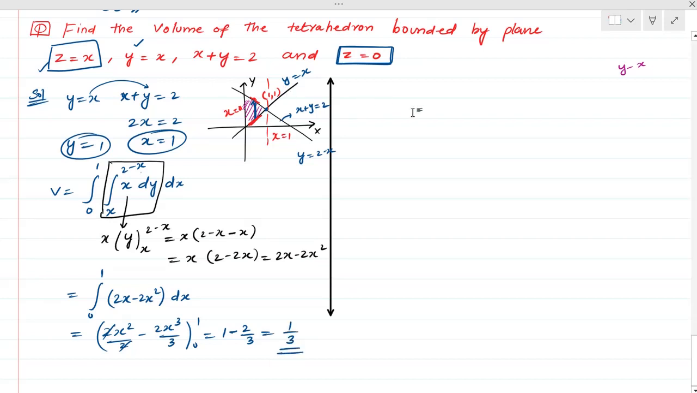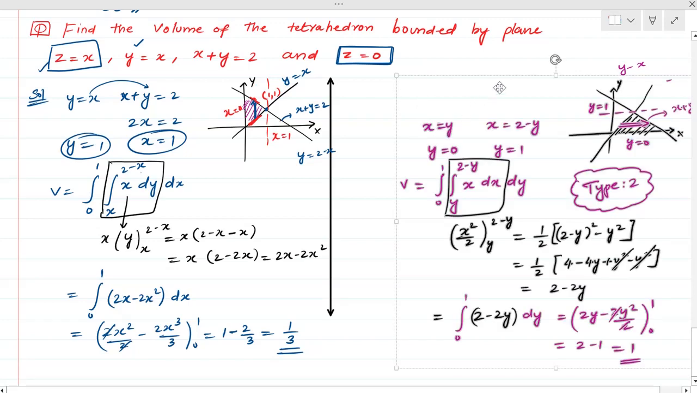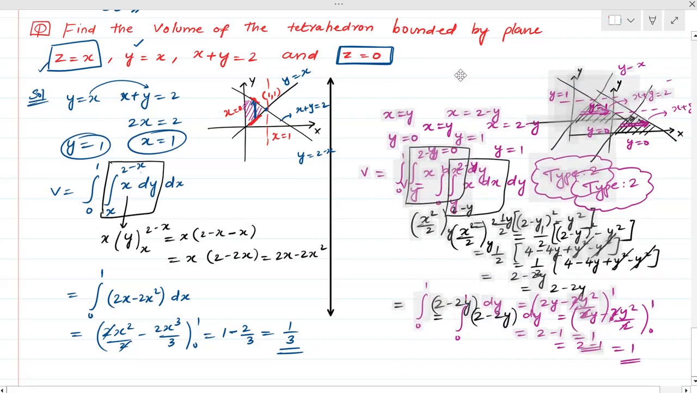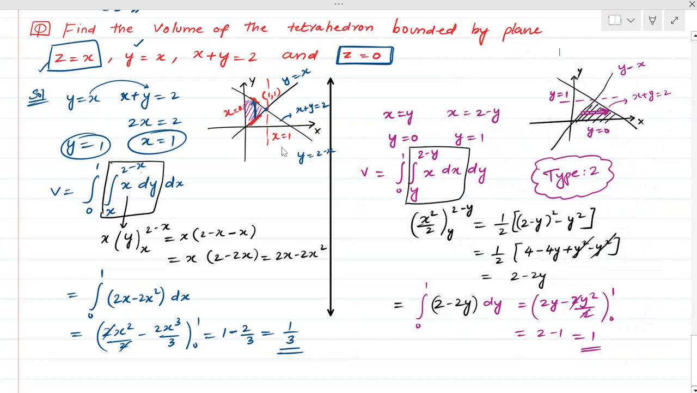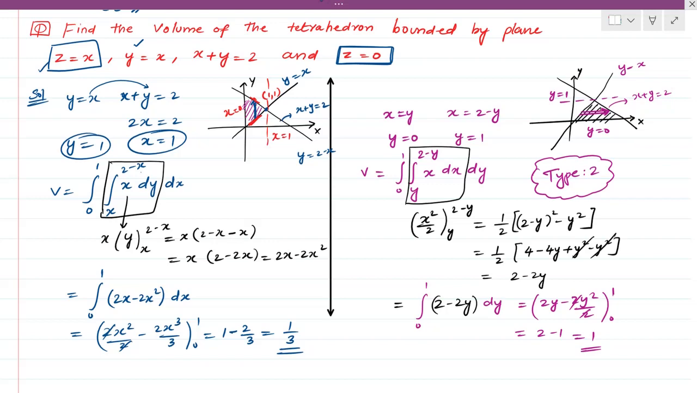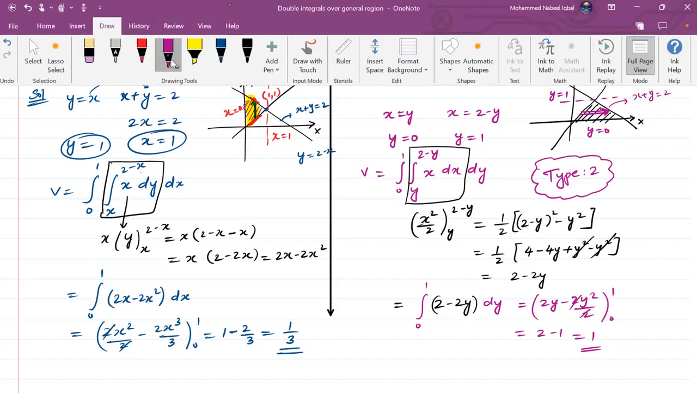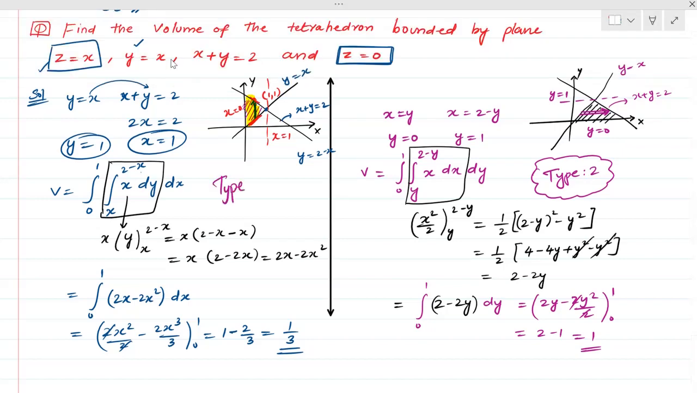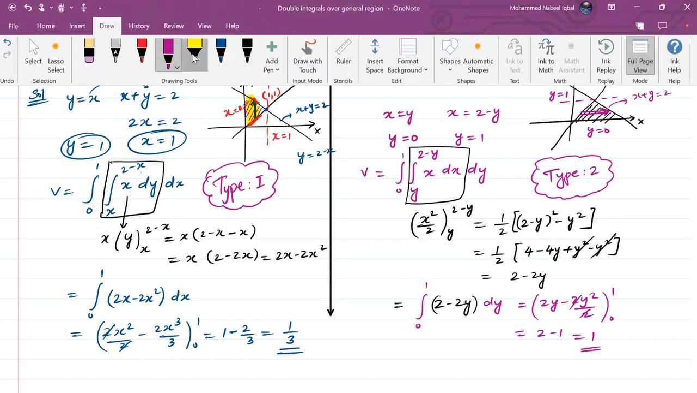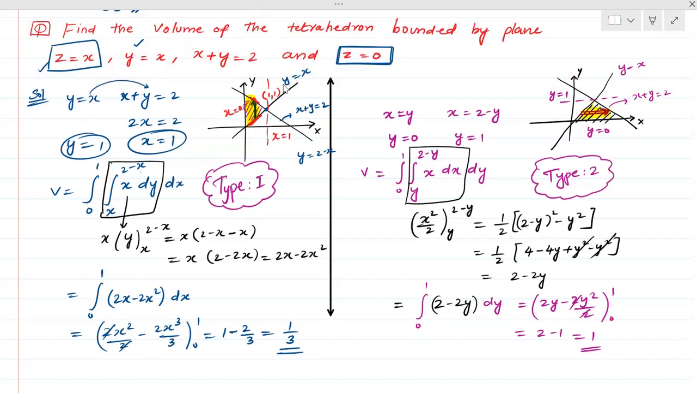Now if the same problem is asked like this, first we will calculate this triangle. So you have to use the type 1. We are using type 1 because it covers the entire region. Here I want to calculate this triangle, so now I have to use type 2, the horizontal one.